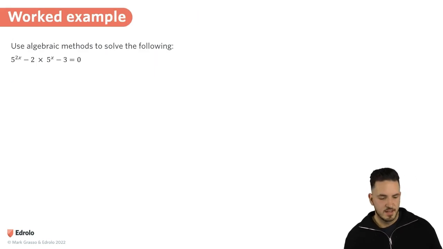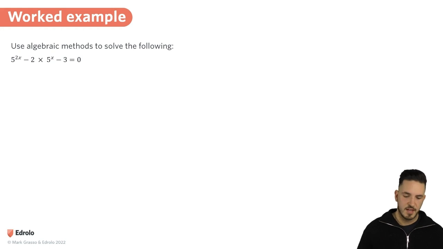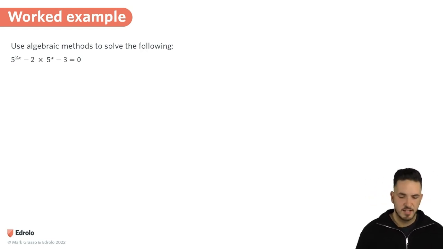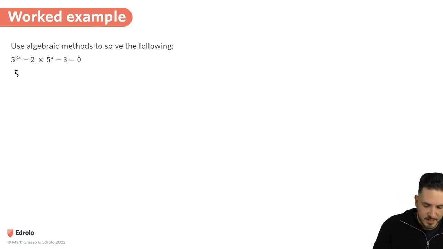So using this example, 5 to the power of 2x minus 2 times 5 to the x minus 3 equals 0. Again, we're just solving for x, and again, it's an end-of-year examination question. It actually comes from Queensland, but it's very similar to what you'll see in the VCE end-of-year examination. First thing I want to do, before I let anything equal anything, is rewrite this to make it a little bit clearer for ourselves.